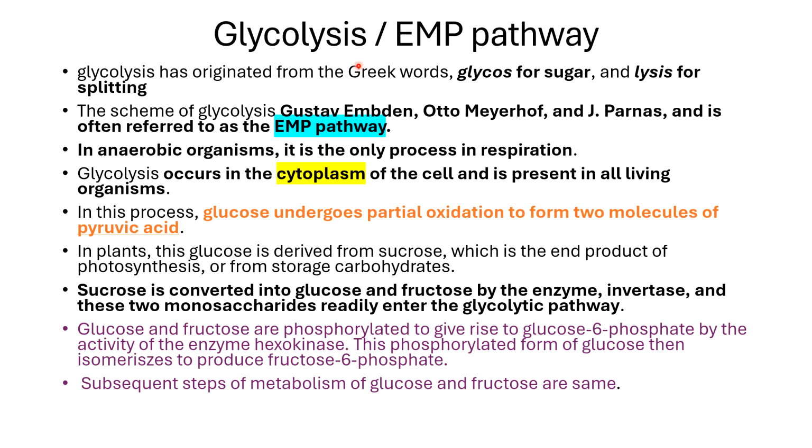Clear? Now, where does this take place? If you see the prokaryotes, they lack mitochondria. So essentially, glycolysis takes place in the cytoplasm of the cells. Now, the glucose undergoes partial oxidation and results in the formation of two molecules of pyruvic acid.